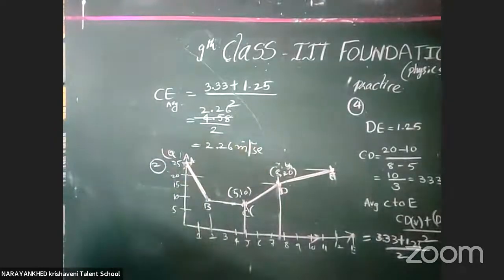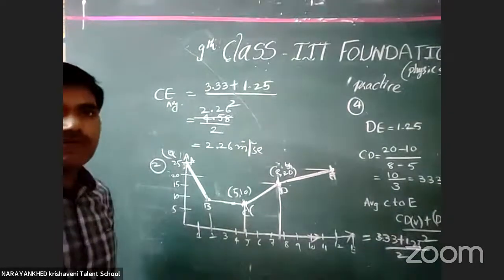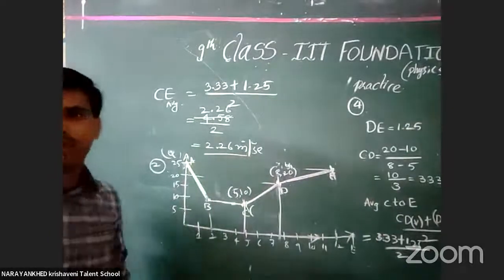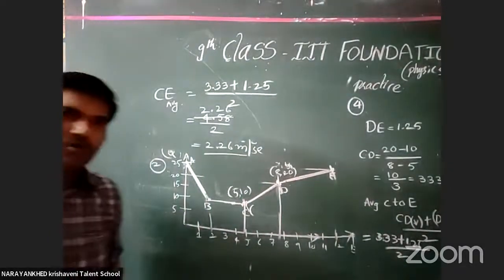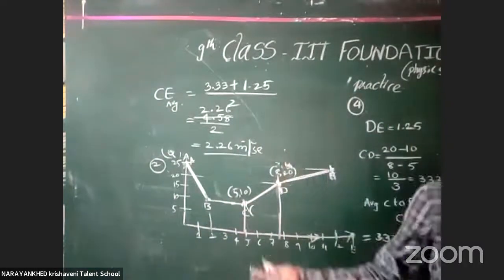Okay, the answer is given as wrong. The answer D becomes correct. They gave 2.1, but the answer is 2.26 meter per second only. No doubt at all. Sometimes the answer may be given wrong. Our process is correct, no problem.